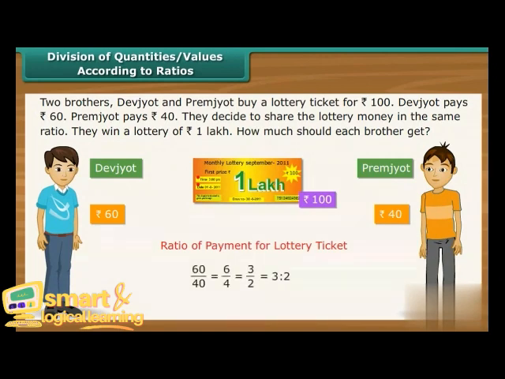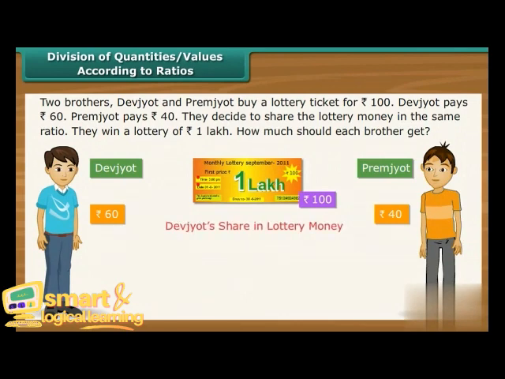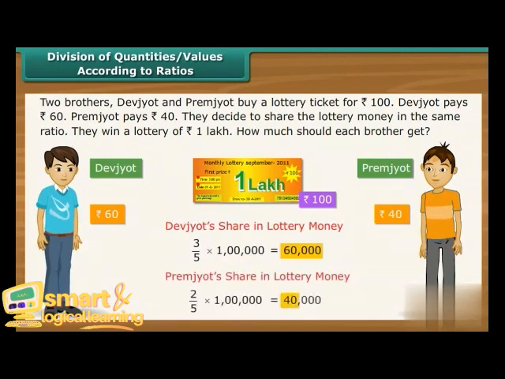Ratio of payment for lottery is 3:2. Devjot and Premjot will share the lottery money in ratio 3:2. It means that out of every 5 rupees won, 3 will go to Devjot and 2 will go to Premjot. Devjot's share in the lottery of ₹1 lakh is ₹60,000. Premjot's share is ₹40,000.